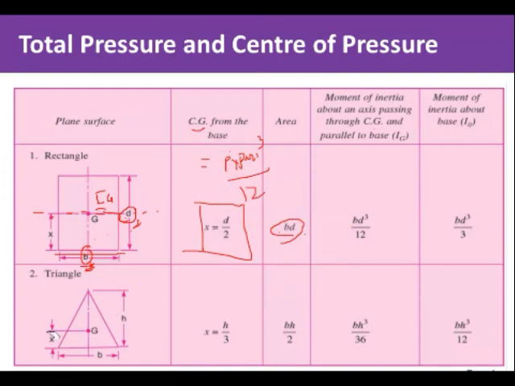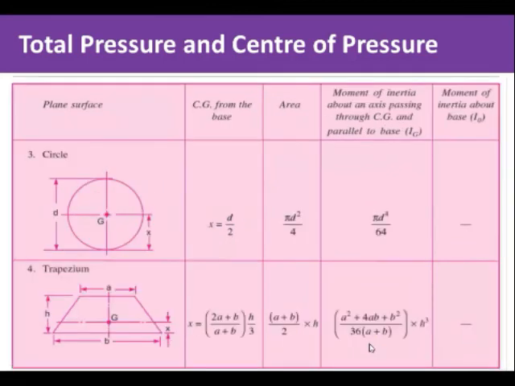Then the next type of geometry is the triangle. Suppose the height of the triangle is h and its base is b. The location of CG is at a distance of h by 3 from the base, or 2h by 3 from the apex. Then the area is 1 by 2 breadth into height, 1 by 2 b into h, and the moment of inertia about any axis parallel to the base is bh cube upon 36.